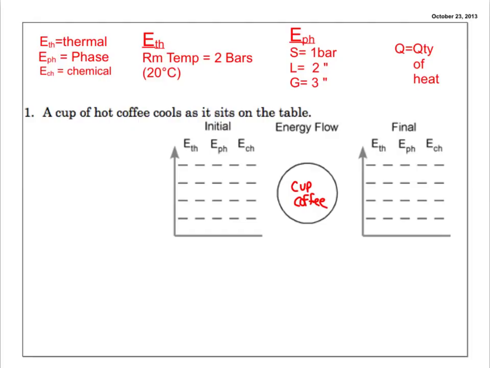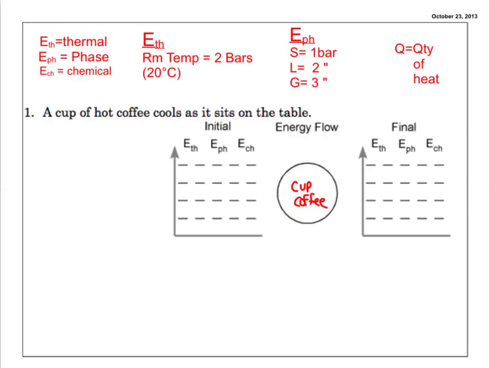On the top of your worksheet, if you can go ahead and write the items that I have up on top. So here on the left, we have ETH is thermal energy, EPH is phase energy, and ECH is chemical energy. We're not going to do chemical energy until the next unit. Why don't you go ahead, pause now, copy down the items that are in red above, and then hit play when you're done.